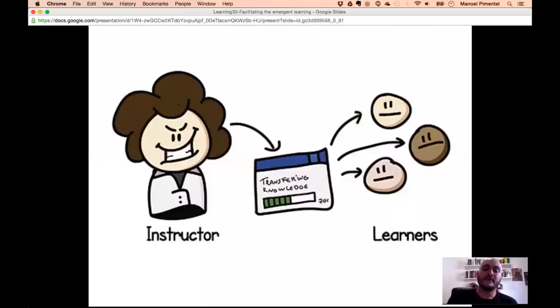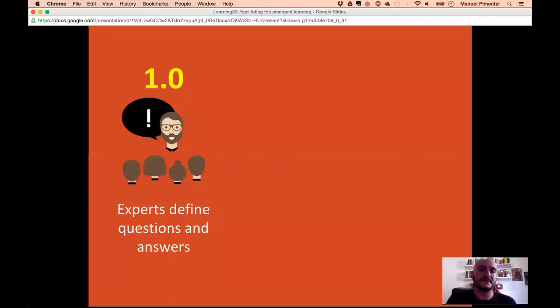All right, in Learning 1.0, basically, we have a teacher acting as an expert. As in this image, the expert is transferring their knowledge to the student, right? It's important because if we summarize the Learning 1.0 model, you can define that the expert defines the question and the answer. Just that. It's a good summary for the Learning 1.0 model, right? Okay.